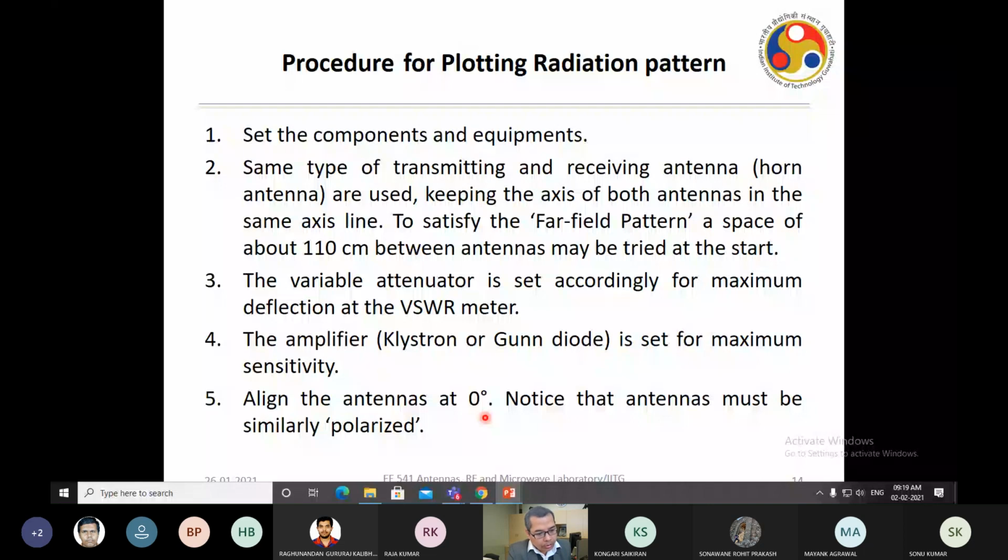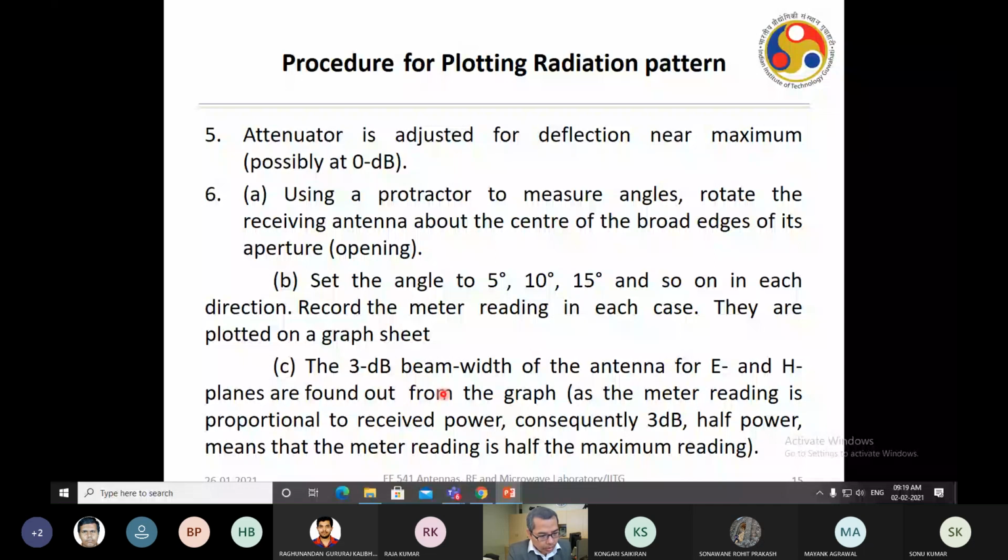The attenuator is also adjusted for the maximum. Then, as I already told you, you have a turntable. In the turntable, there is a protractor. So you turn the antenna, and whatever turning you make on the antenna, you can read it using the protractor which is fitted on the turntable. So you can make angle measurements at 5 degree, 10 degree, 15 degree, and so on.